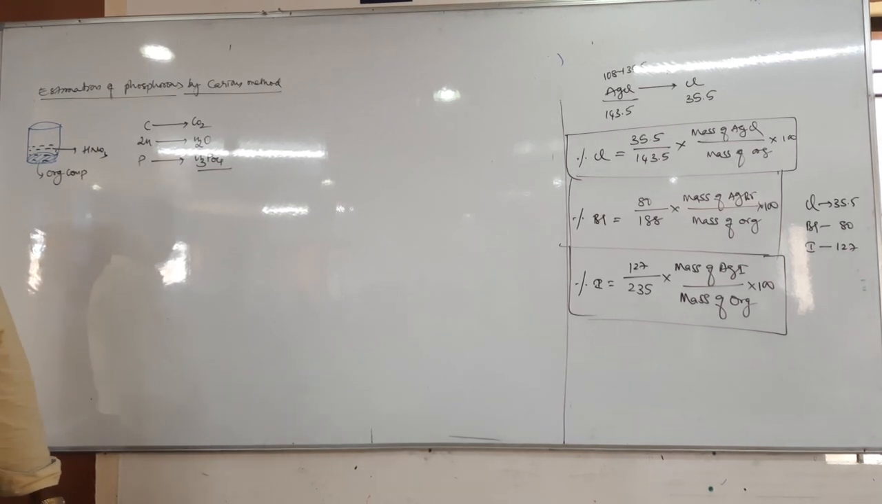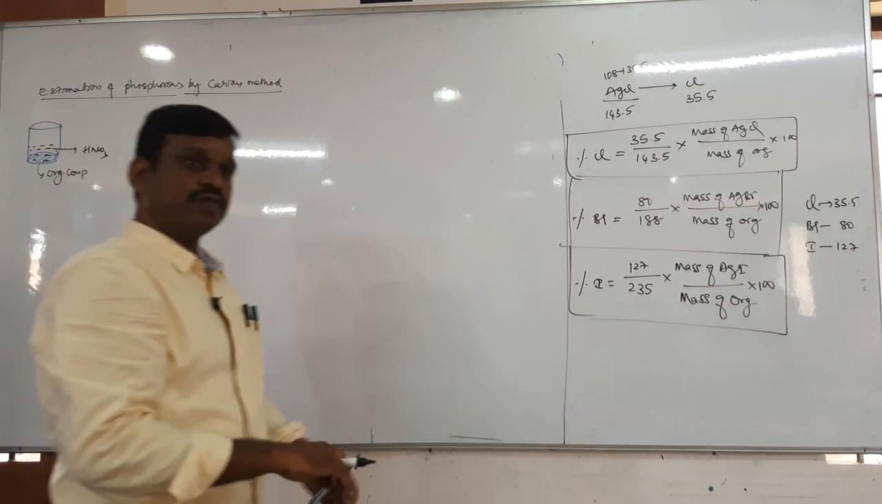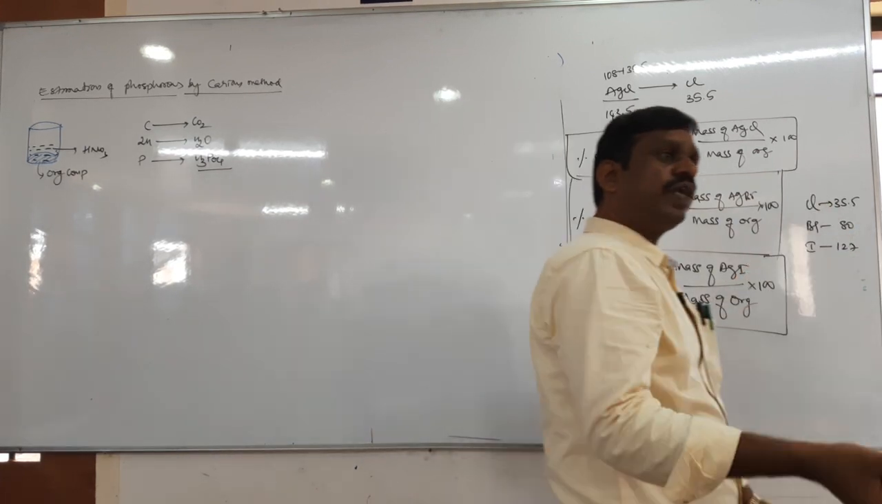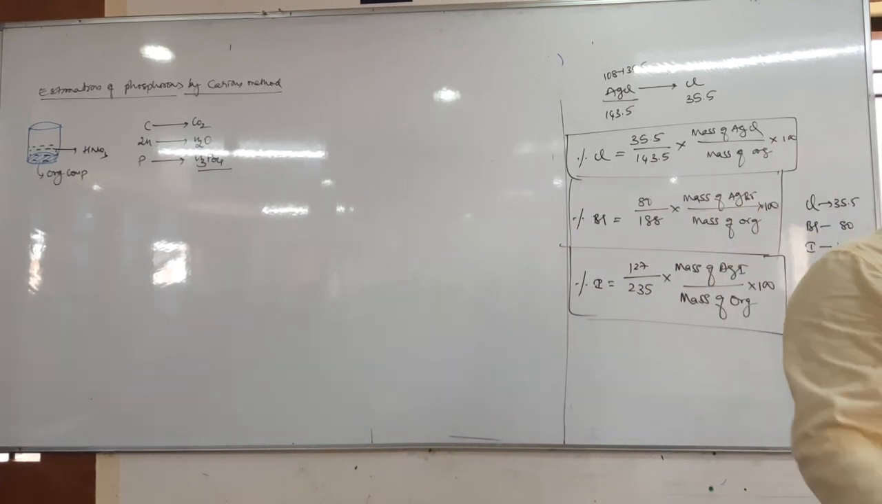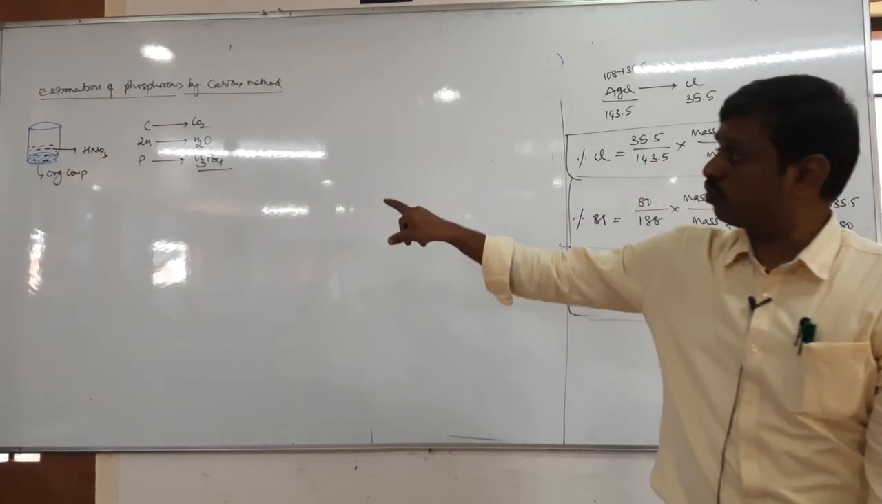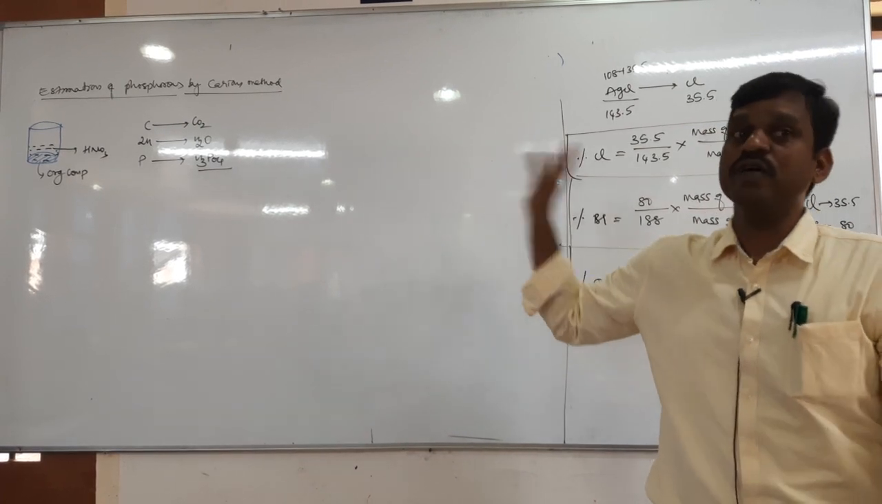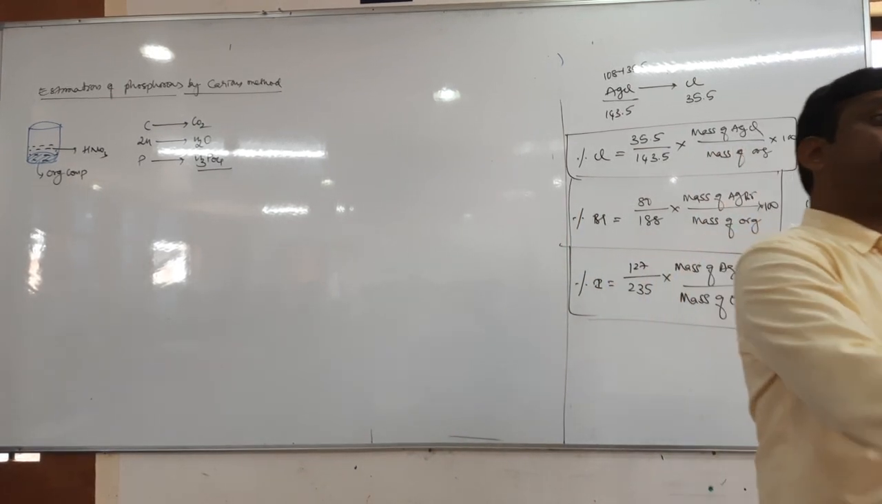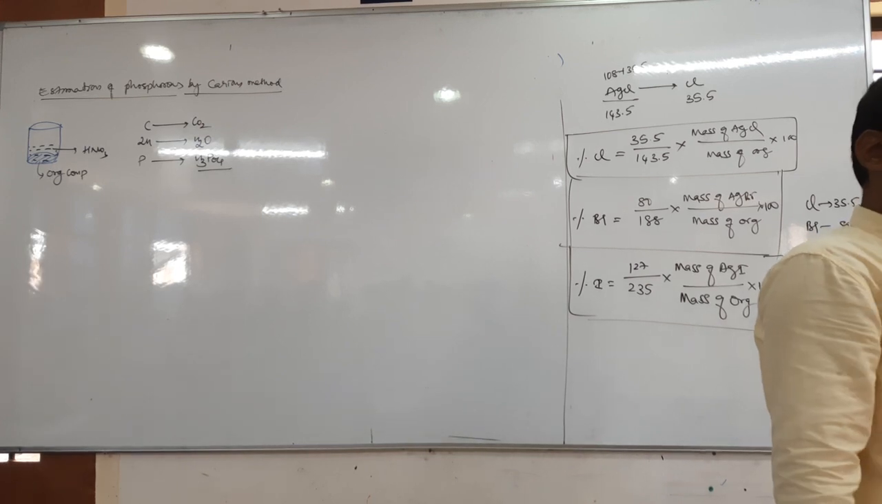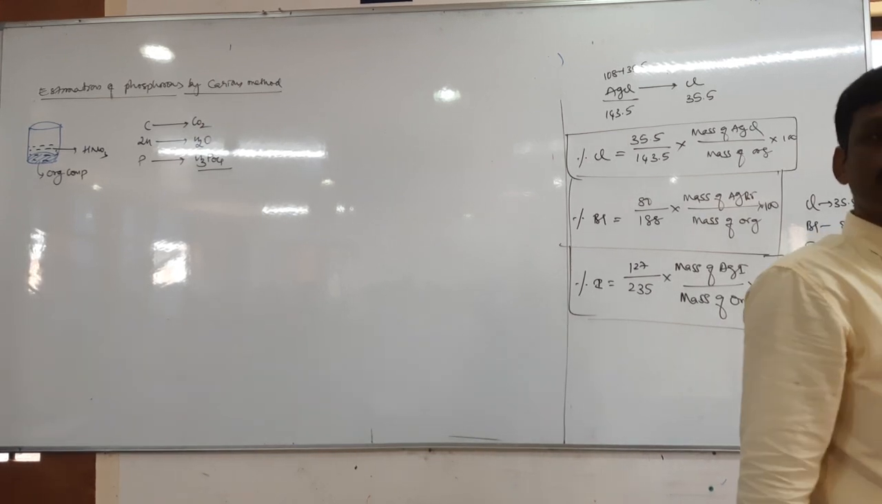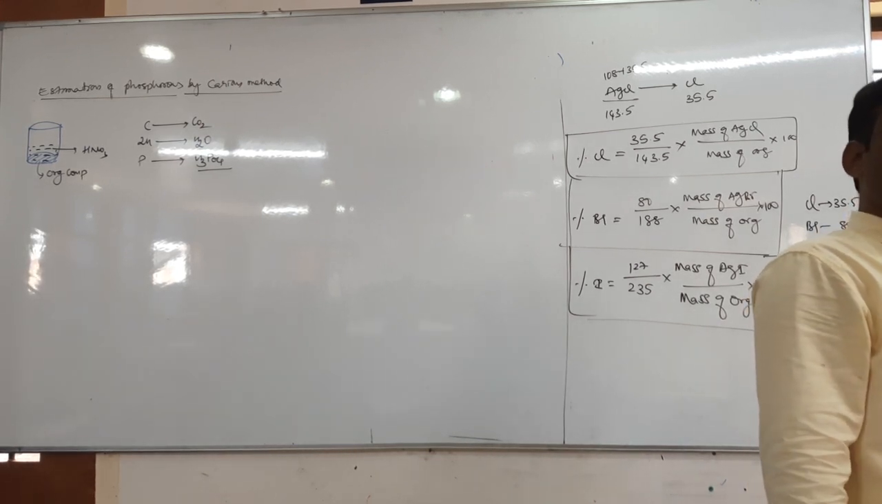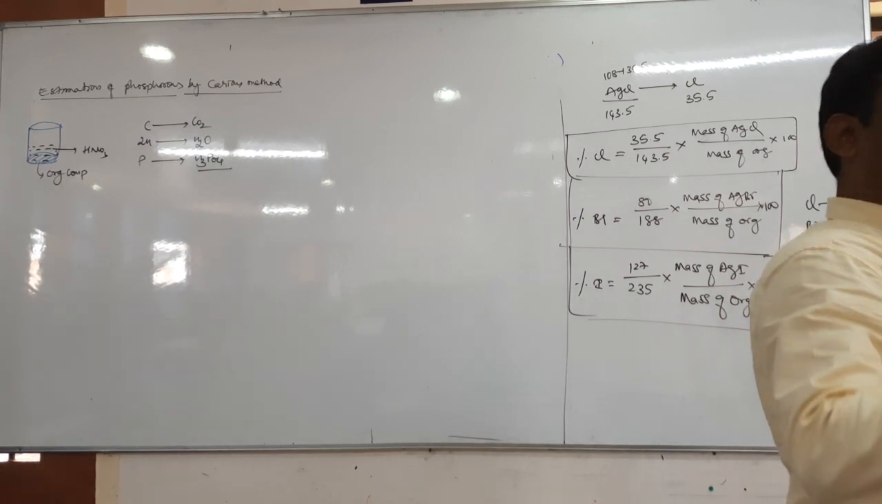Now tell me, this H3PO4 is not a PPT, no. Since it is not a precipitate, you cannot take the weight. Then we need to convert phosphoric acid into one of the precipitates. Tell me, in qualitative analysis, what PPT did we get? You just refer to it. In qualitative analysis, there also we got phosphoric acid.